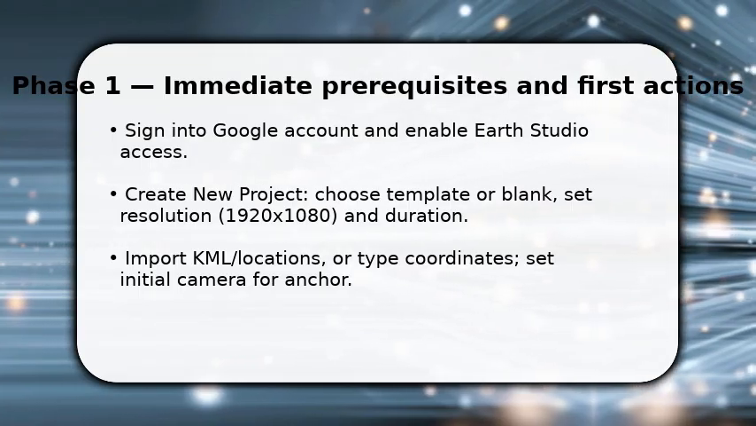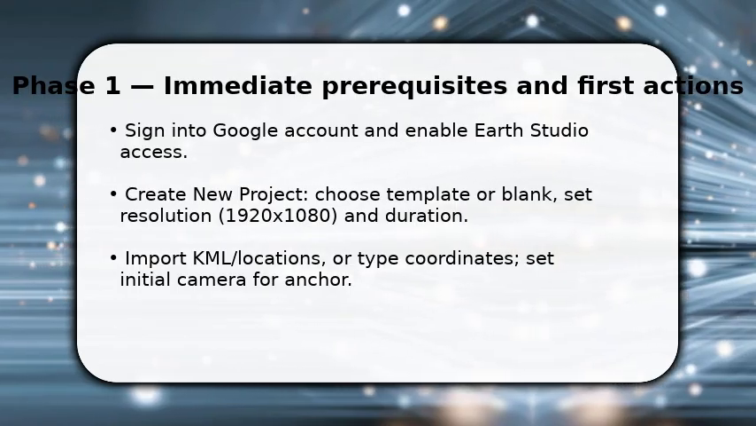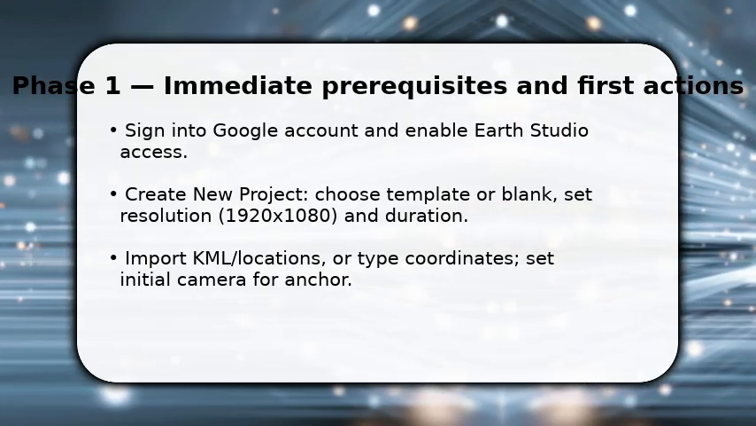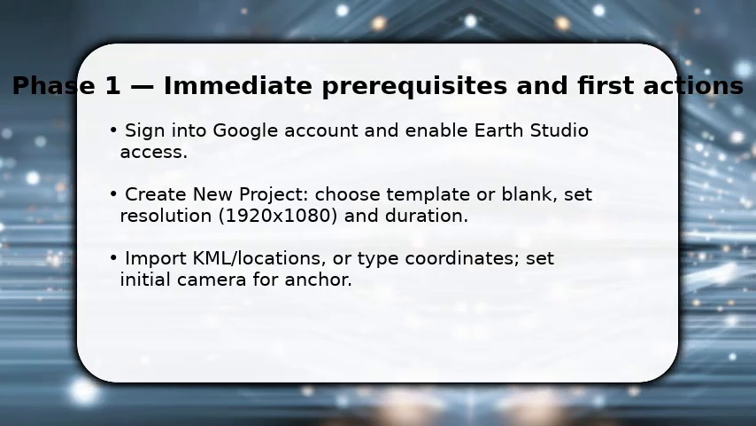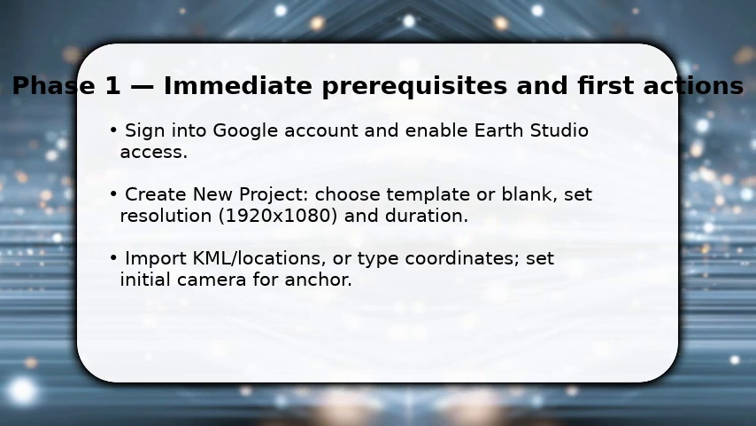Next, add a location. Paste coordinates or load a KML to anchor the scene. Once done, position the initial camera and set a keyframe so your timeline has a starting point. This avoids surprises later. Now you build motion.